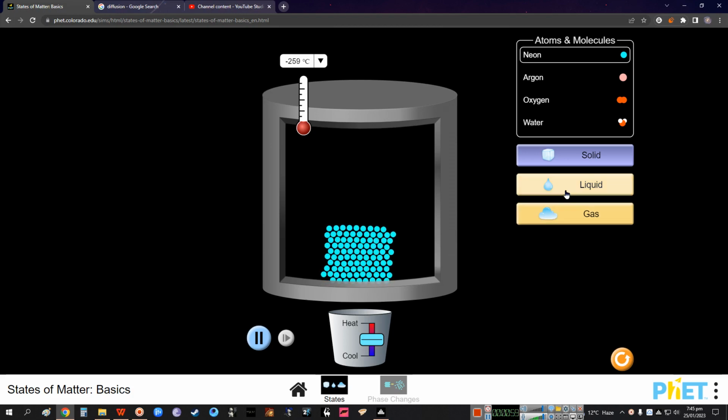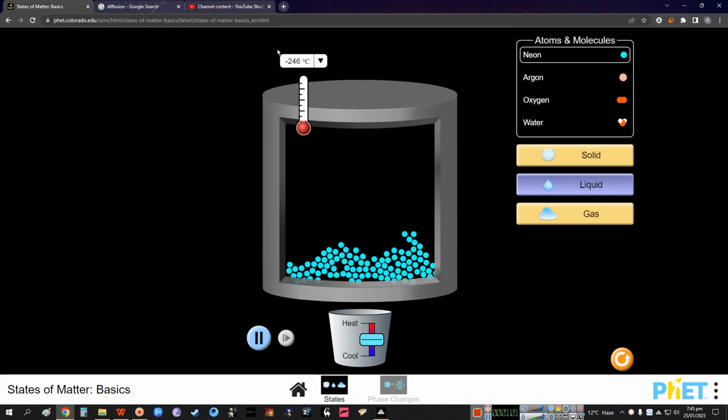But if we had a liquid, as you can see, neon turns to liquid at minus 246. So some of the high energy particles try to escape the surface. As you can see, slowly particles are going up, and over here you have a randomized motion of particles. Now they're not just vibrating anymore, they are moving about, but they're not able to move about freely in the container. Why? Because it's still a liquid, so liquid attains the shape of the container. And right now, since it's a cylinder, it is settled all the way at the bottom.